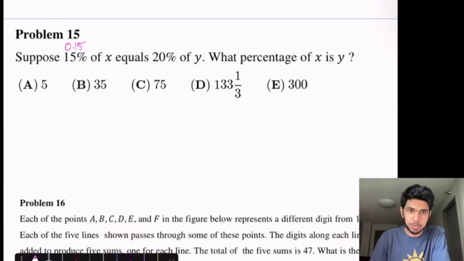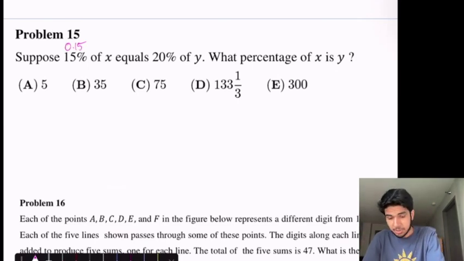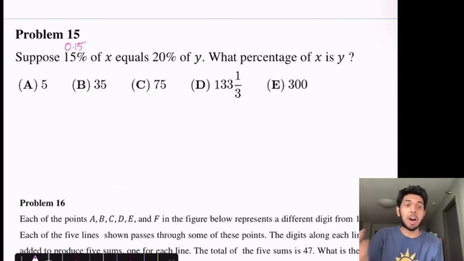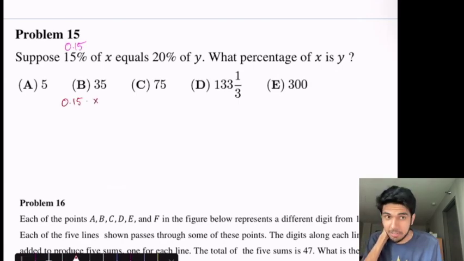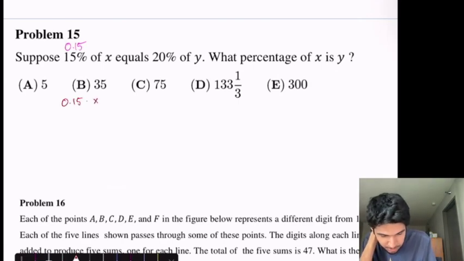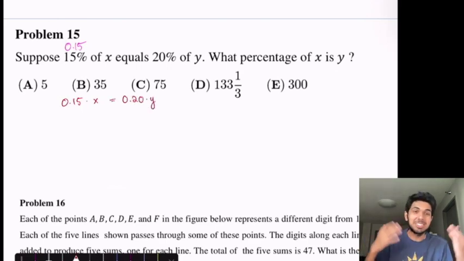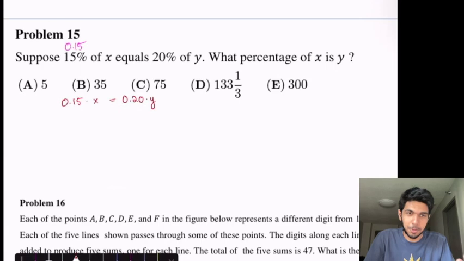That prompts for multiplication. So if 15% of x equals 20% of y, that means that 0.15 times x, 15% of x, equals 0.20 times y. The question literally writes the equation for us. We just had to know that "of" meant multiplication. So we already have an equation.